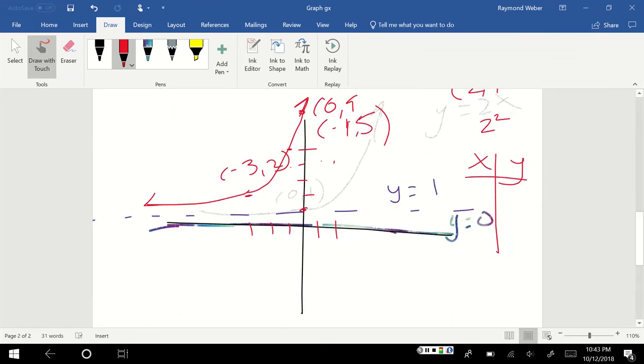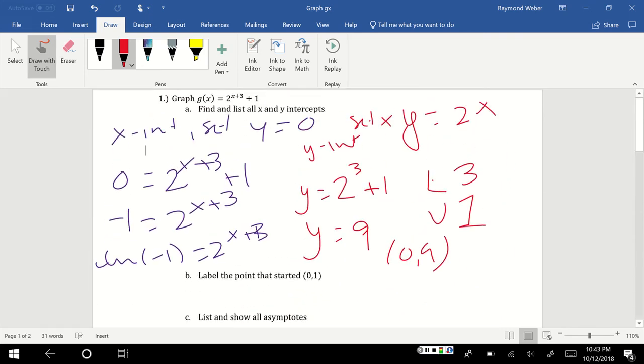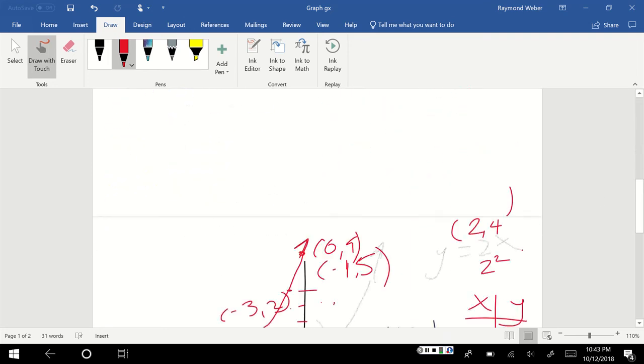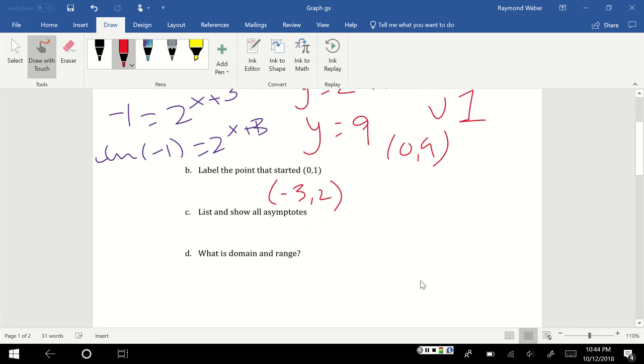So I come back down here, and this should cross here at (0, 9). So you can see I'm quickly filling in the graph. So coming back up here, find and list all the x and y intercepts. Well, there's no x-intercept, and the y-intercept is (0, 9). We also have already done our translation, so where's that point? That's at (-3, 2). Okay? We went left 3, up 1. List and show all asymptotes. Okay, that was y equals 1. That was a translation as well.